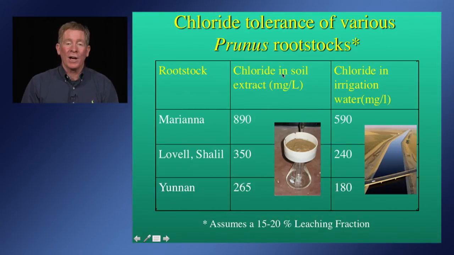So in other words, if chloride of the saturated soil extract is around 890 milligrams per liter, above that one can expect to see injury in the Marianna, whereas Yemen values only as high as 265 and above could start producing injury. These values here represent the same thing, except it's expressed as the irrigation water. And here we assume that the leaching fraction is around 15 to 20%. And if you have that, then this is the relationship between the irrigation water concentration and the saturated soil extract concentration.